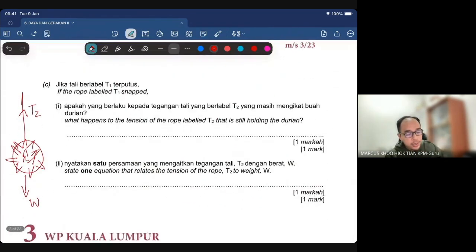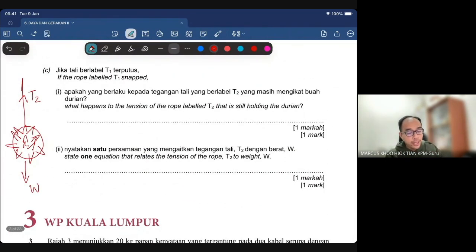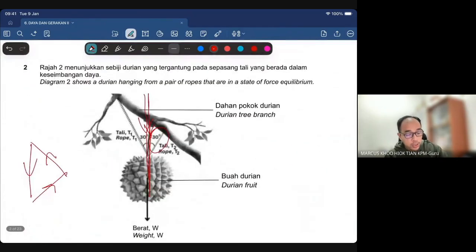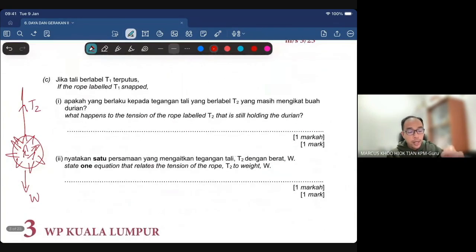So, if the rope labeled T1 snaps, worst case scenario, you're having a durian and then this T1 just snaps. You're left with T2. Think logically, what's going to happen? What happens to the tension labeled T2? Of course, the tension will increase, because the other string that was holding up the durian is no longer there. So now all the burden is left on this one string alone.